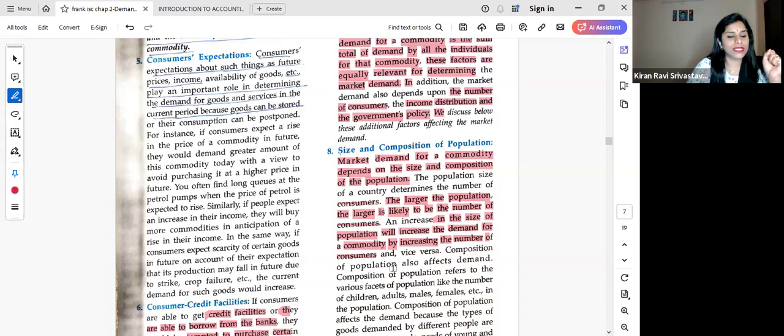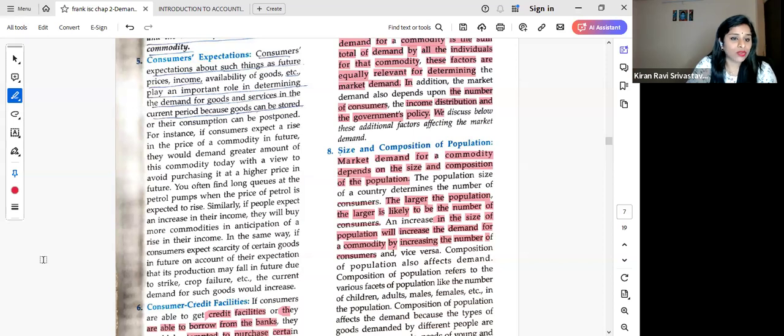Composition of population means, like in India, if we talk about it, what is the percentage of young population, what is the composition of old population, what is the composition of male, what is the percentage of female. Now these are also needed by marketers to understand and to sell.